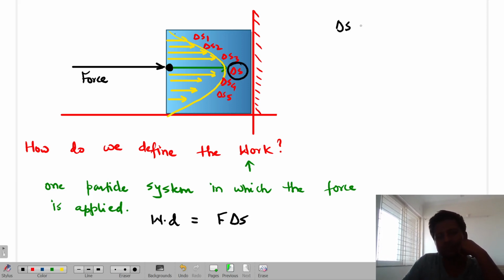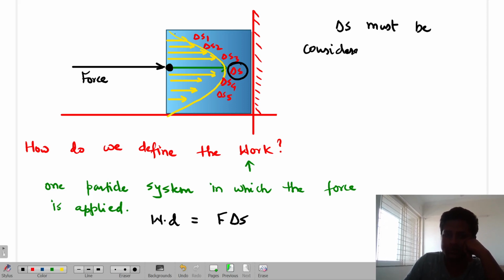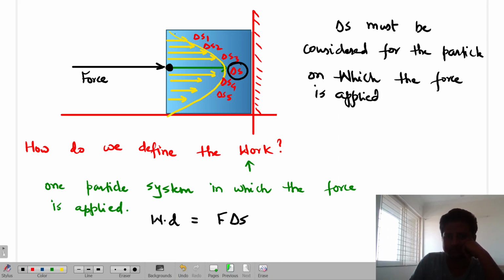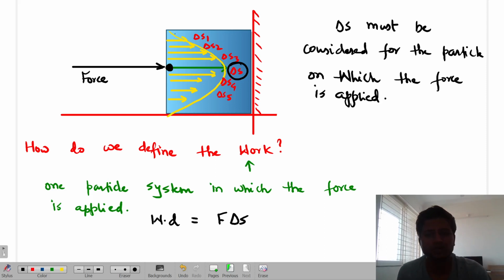Means the displacement must be considered for the particle on which the force is applied. Is that clear? So delta S must be considered for the particle on which the force is applied. Otherwise, you are never going to consider the delta S. Is that clear or not?